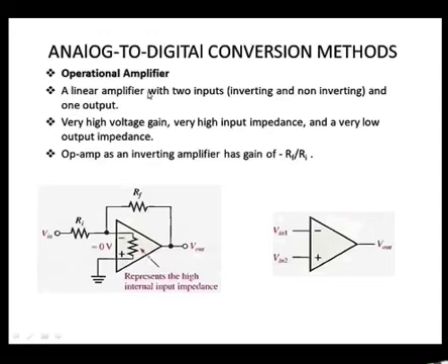It is a linear amplifier with two inputs. One is inverting and the other is non-inverting, and one output. It has very high voltage gain, very high input impedance, and a very low output impedance. If we configure the operational amplifier as an inverting amplifier, as shown in the figure here, you know that its gain is minus RF over RI, where RF is the feedback resistor and RI is the input resistor. So basically the ratio of these two resistors controls the voltage gain.